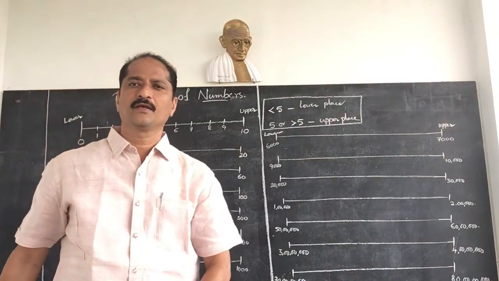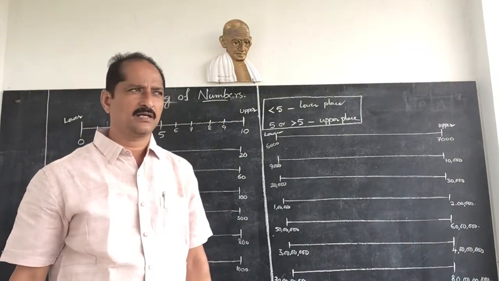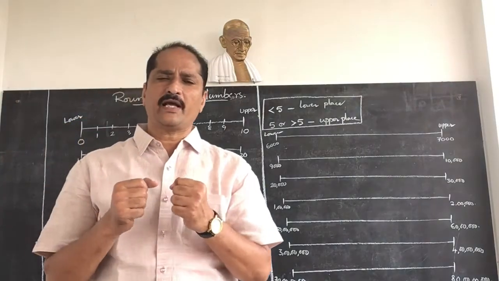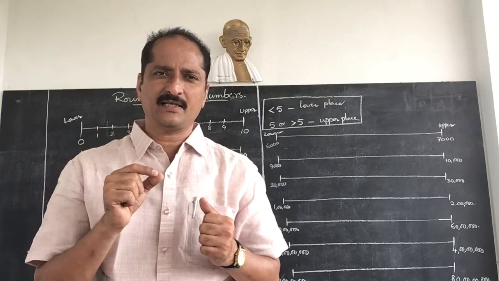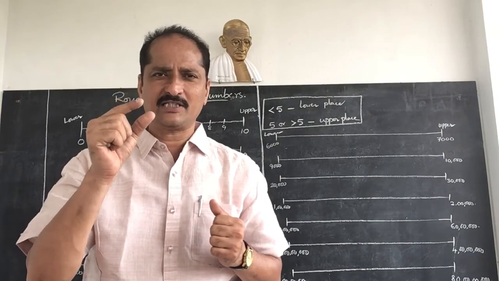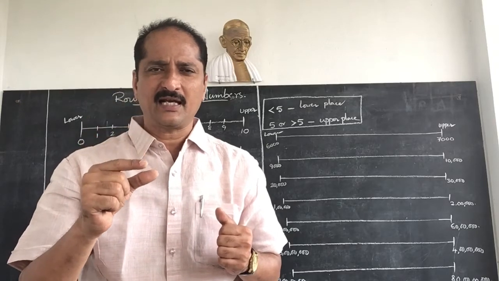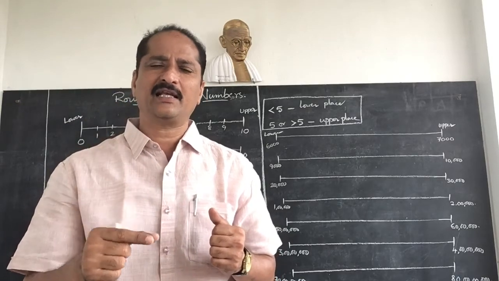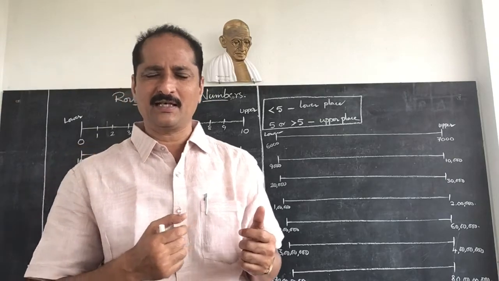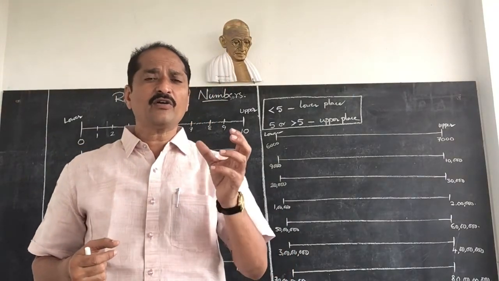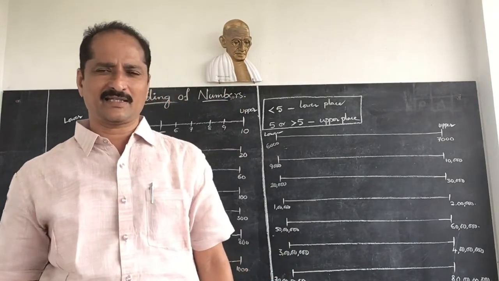Today we can learn about rounding of numbers. How can you round a number to the nearest tens place, hundreds place, thousands place, 10,000 place, 1 lakh place, and 10 lakhs place, then afterwards 1 crores place, then 10 crores place, and how can you round off a number to the decimal places also, we can learn here in this class.